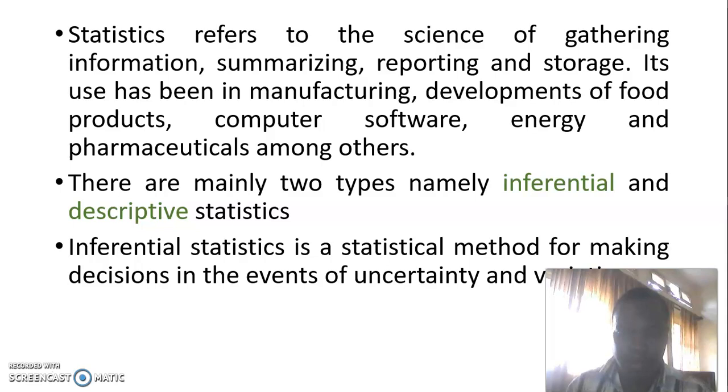And we also need to know that in life there is variation. For example, the price of a commodity varies from one value to another. So in order for us to predict such a value, we need to use inferential statistics so that we can be able to ascertain the value in the presence of variations.